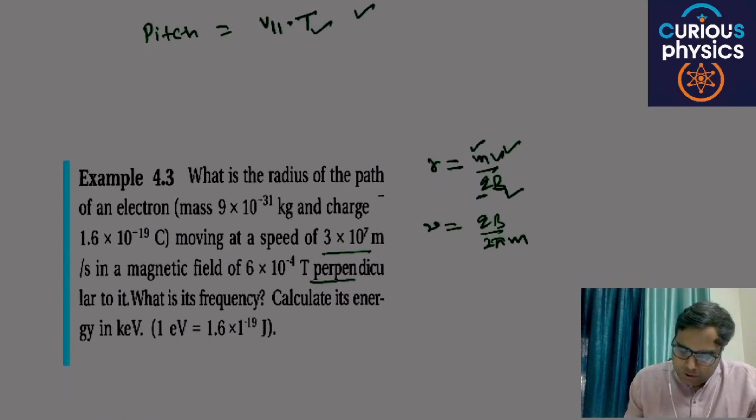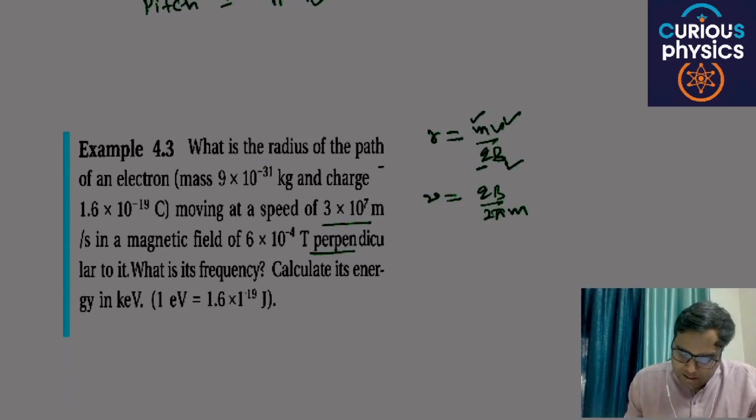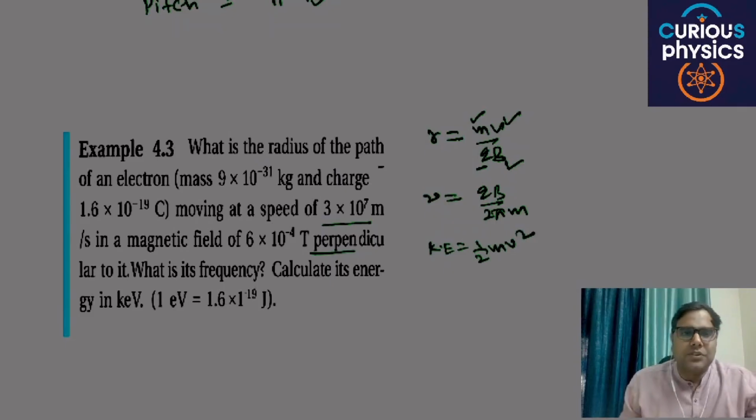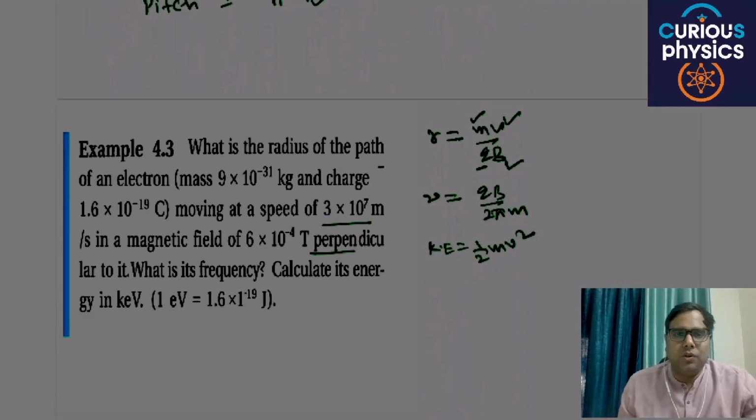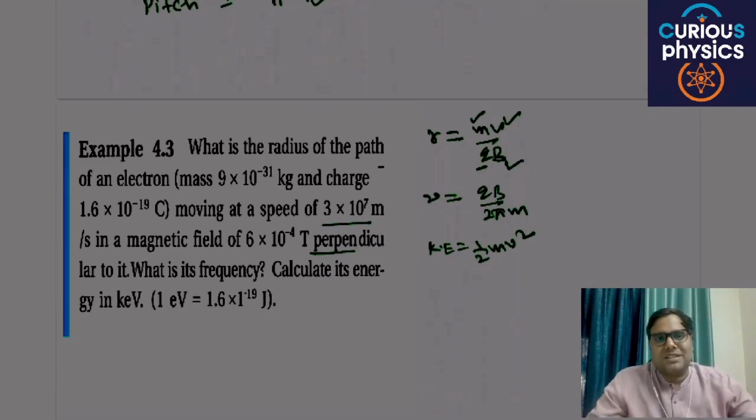You just have to put in the values. Next, calculate the kinetic energy. Kinetic energy is half mv square. Everything is given to you, so you can easily find the value of kinetic energy. This question is totally based on the formulas which we have just derived.